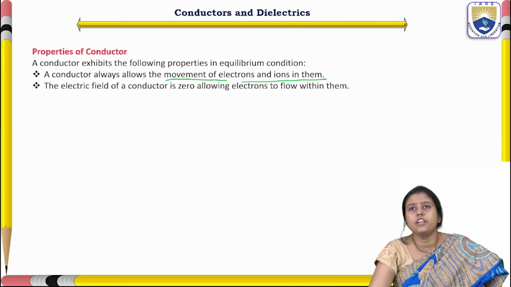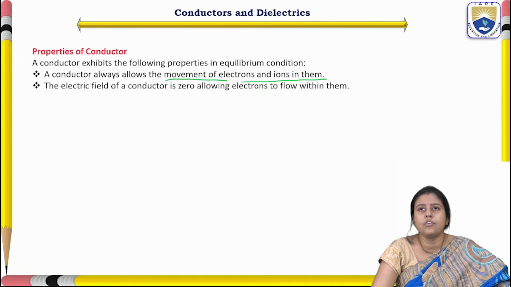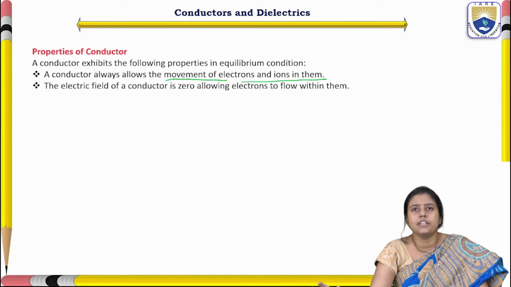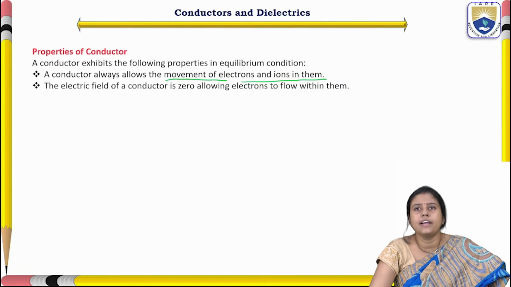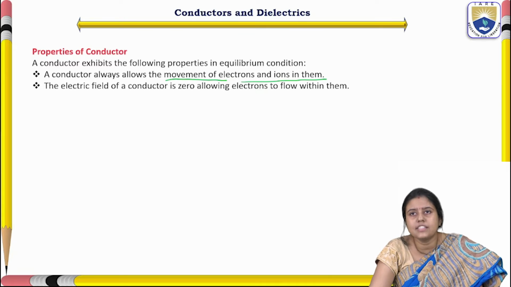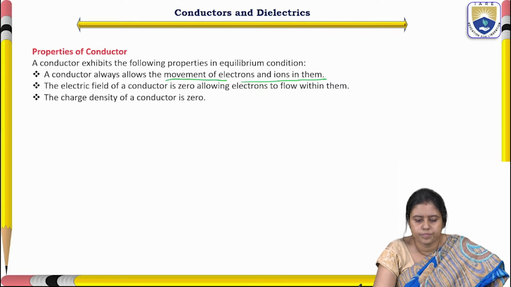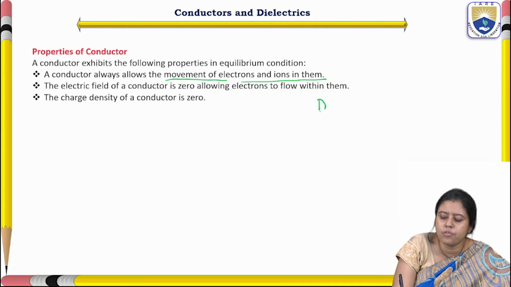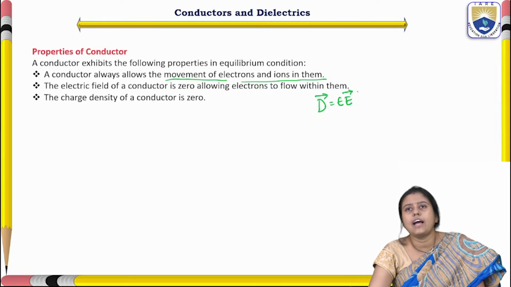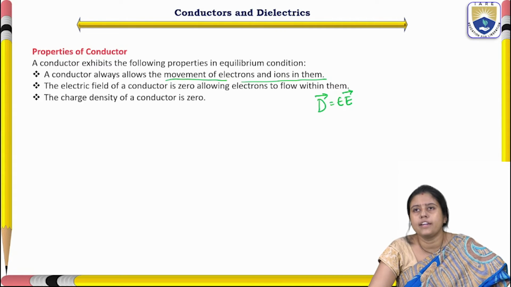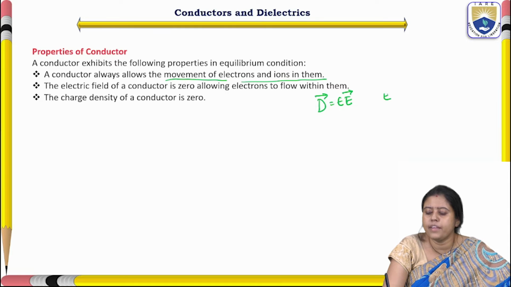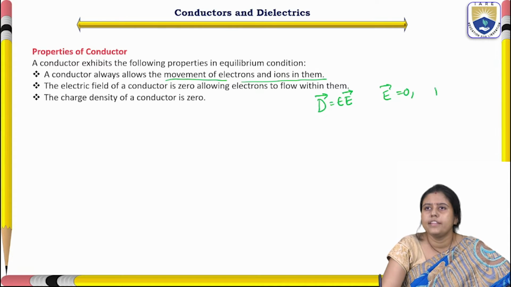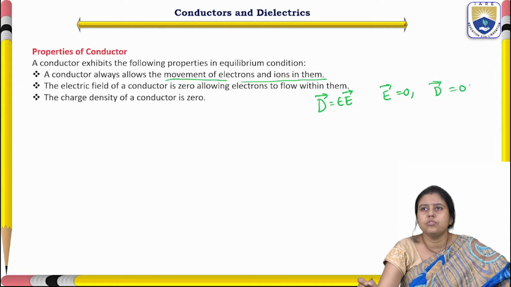The electric field of a conductor is zero, allowing charges to flow within it. There is no stored energy in the conductor. The electric field of a conductor itself is zero, and we know D is equal to epsilon into E. So the charge density of the conductor is also zero. If E is equal to 0, then D should be equal to 0.